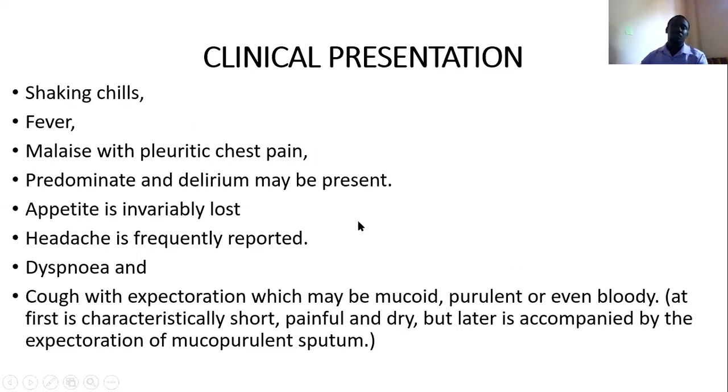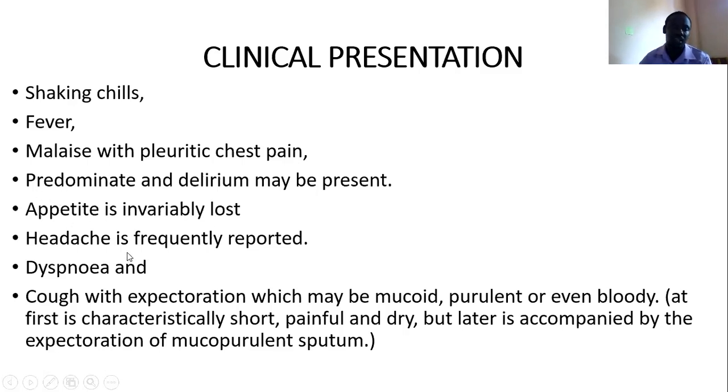Clinical presentation: you may have shaking chills, you may have hotness of body, you may have malaise and pleuritic chest pain, especially when there is pleurisy. If there is involvement of the pleura, the visceral and the parietal, you'll get pleuritic chest pain. Then at times delirium may also be present. Loss of appetite may also be present.